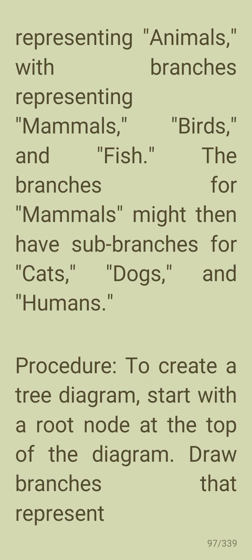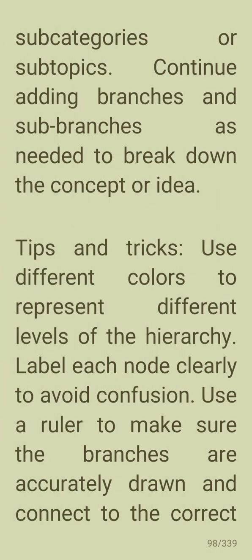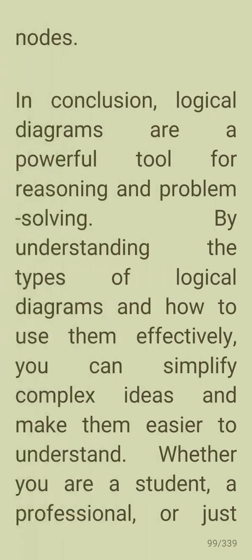To create a tree diagram, start with the root node at the top of the diagram. Draw branches that represent subcategories or subtopics. Continue adding branches and sub-branches as needed to break down the concept or idea. Use different colors to represent different levels of hierarchy. Label each node clearly to avoid confusion. Use a ruler to make sure the branches are accurately drawn and connected to the correct nodes.